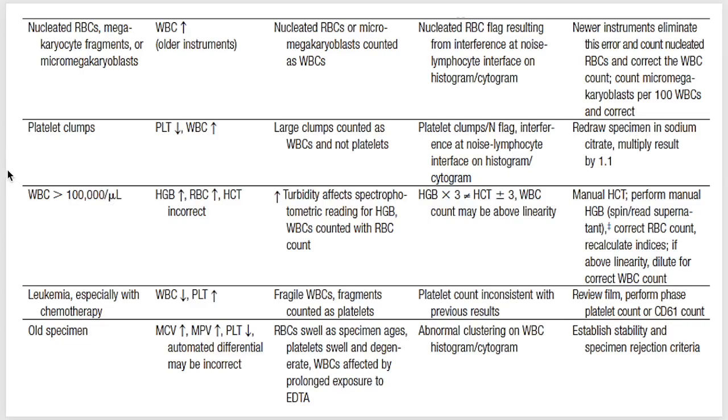Next, if WBC count is greater than 100, so masyadong mataas yung WBC count natin, it will cause a turbidity that will also affect your spectrophotometric reading for your hemoglobin, WBC count, and RBC count. Therefore, hemoglobin will be increased, RBC will be increased, and there is an incorrect result of your hematocrit. So, paano natin siya mako-correct? Simply, you do manual checking of your hematocrit.